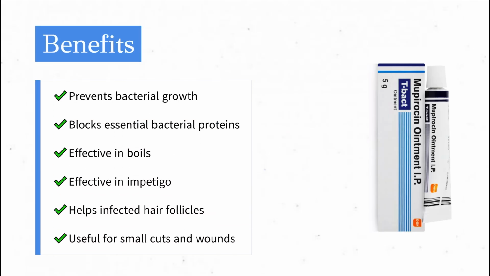Benefits. T-BACT Ointment is an antibiotic that works by preventing the growth of bacteria responsible for skin infections. It blocks the synthesis of essential proteins required for bacterial survival. The medicine is effective against skin infections such as boils, impetigo, and infected hair follicles. It may also be used to treat infections in small cuts or wounds on the skin.